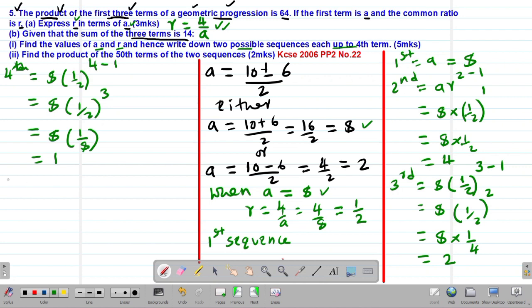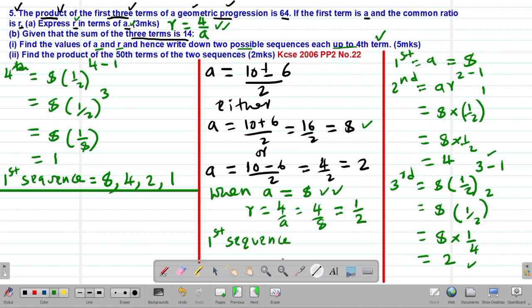So it means the first sequence will be given by, the first term is 8. Then our second term is positive 4. The third term, we got it as 2. Then, of course, the fourth term is 1. We were told up to the fourth term. Therefore, this is our first possible sequence. Then we'll move to the second possible sequence.